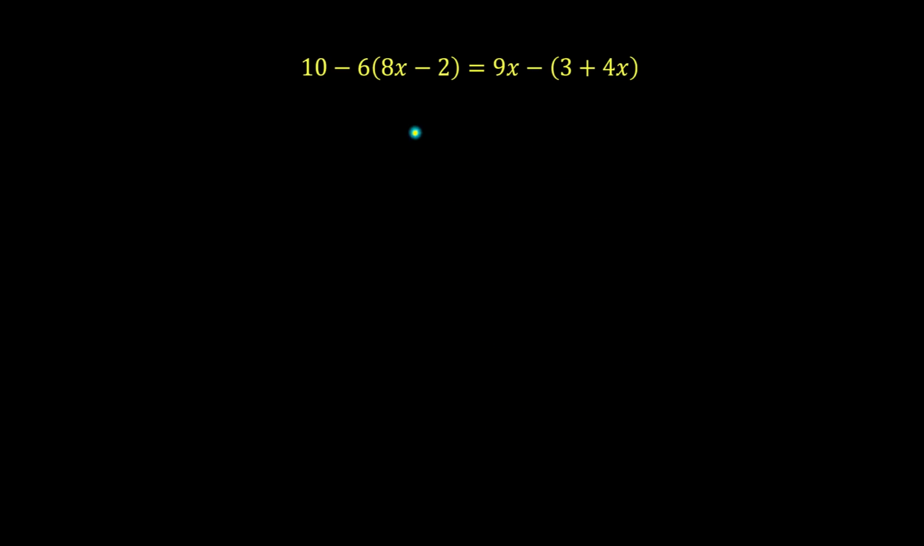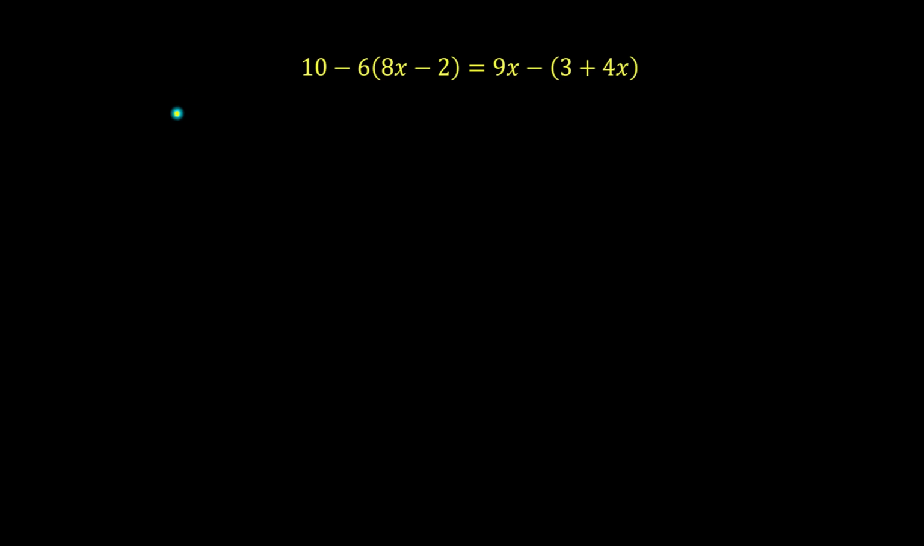Okay guys, here's another example. Now in this example, we need to be very careful. Generally what we see is students just do 10 subtract 6 and then multiply. Here you need to apply BODMAS. So what we need to do first of all is deal with the brackets first.